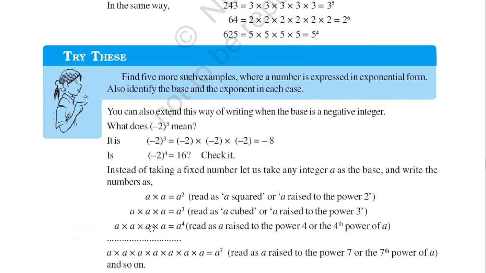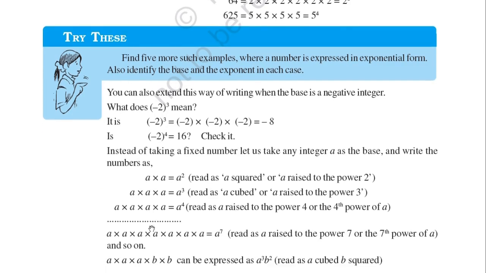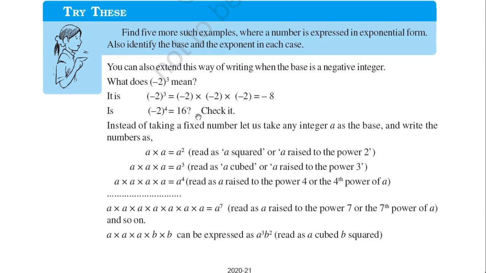You can also extend this way of writing when the base is a negative integer. So sometimes the base is also a negative integer. What does minus 2 to the power 3 mean? That means minus 2 to the power 3 is equal to minus 2 into minus 2 into minus 2, that is minus 8, because the power is odd, so it will remain minus.